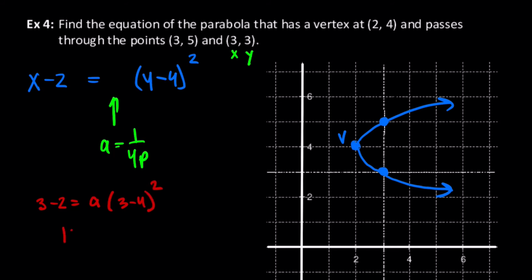Okay, 3 minus 2 is 1. A times 3 minus 4 is a negative 1 squared, and negative 1 squared is just 1. So a equals 1. Oh, so that's just a 1. You don't need to put it in, obviously. That's your equation.